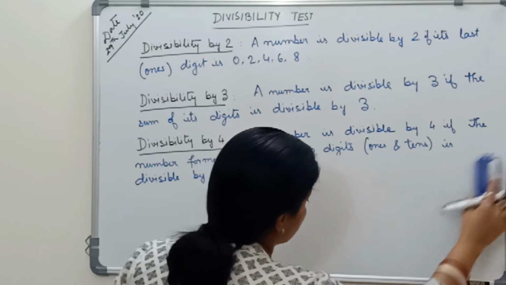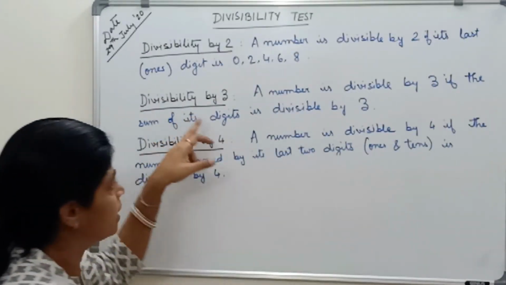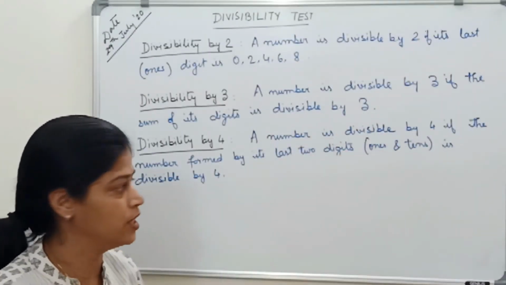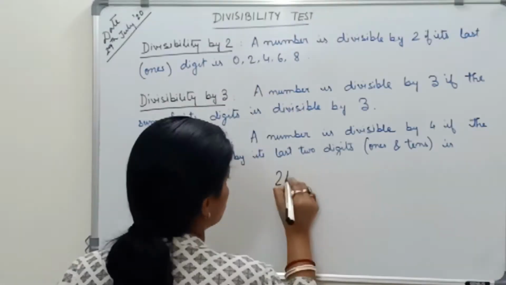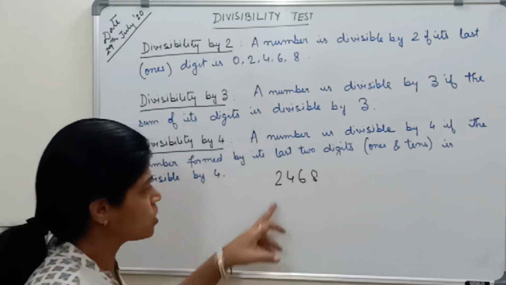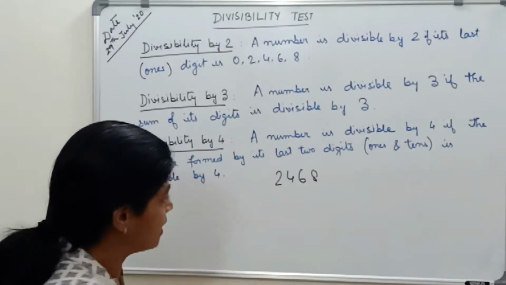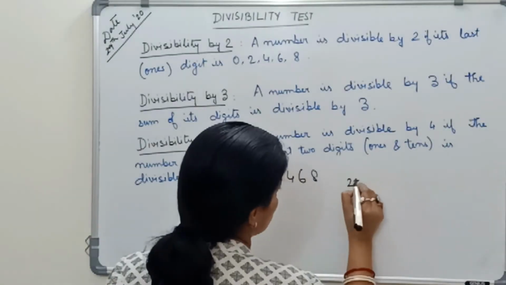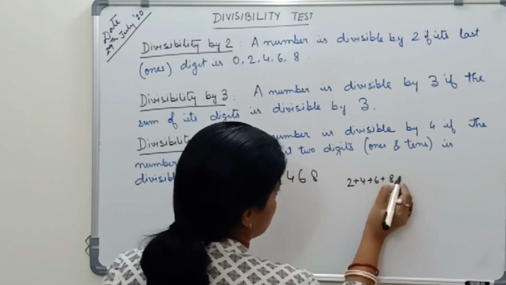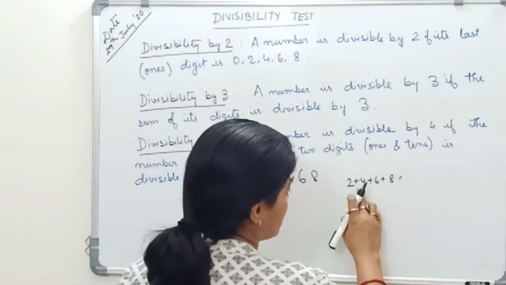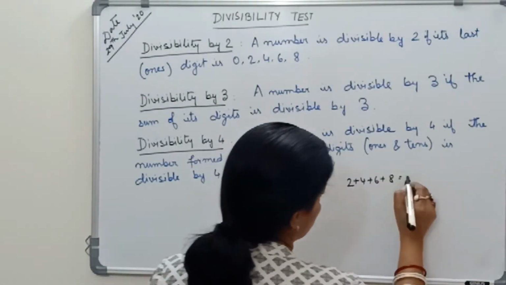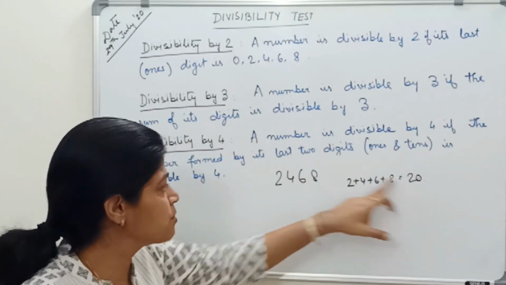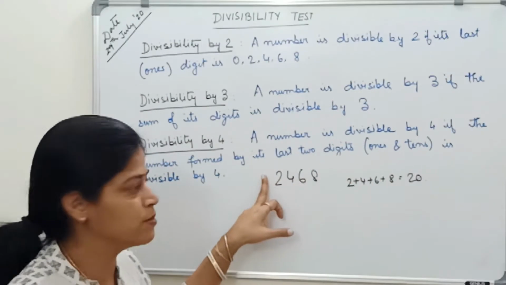Now coming to the test of divisibility for 3. A number is divisible by 3 if the sum of its digits is divisible by 3. If I take a number, suppose 2, 4, 6 and 8. After adding the digits, 2 plus 4 plus 6 plus 8: 6 plus 4 is 10, plus 8 is 18, 19, 20. So 20 is not divisible by 3. If 20 is not divisible by 3, this number will also not be divisible by 3.